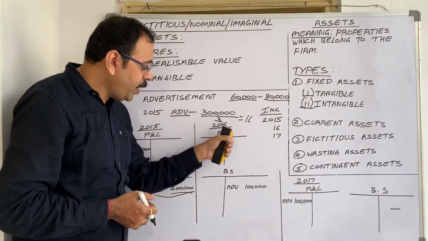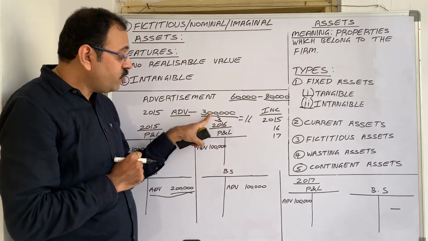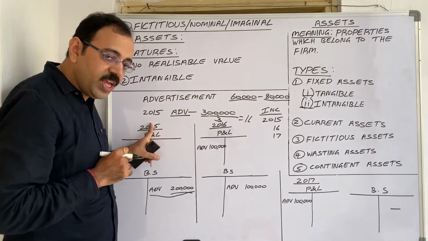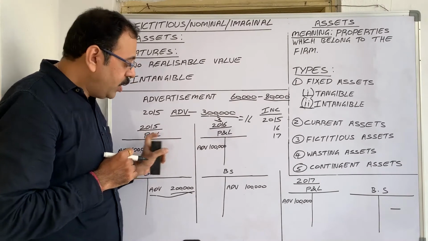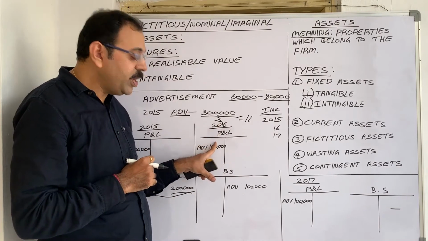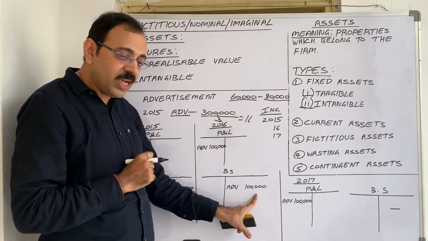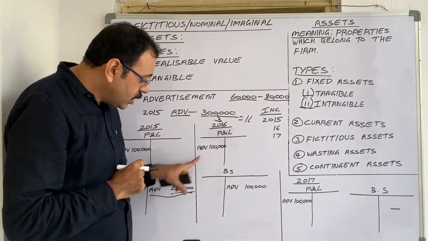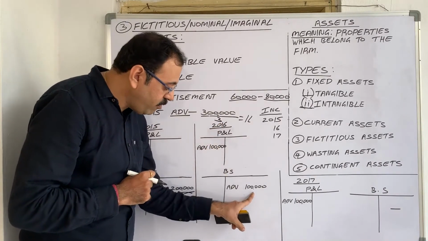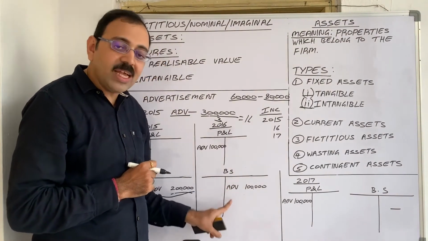Similarly, if you prepare the final accounts of the 2016 year, what do we do? Out of 3 lakh rupees, 1 lakh rupee we have written off in 2015 by debiting the P&L account. Now another 1 lakh rupee we will write off in the 2016 P&L account. Now in the balance sheet, how much is the value of this fictitious asset? 2 lakh rupees minus the amount written off in 2016, 1 lakh. Then the remaining 1 lakh comes under advertisement expenditure. It is a fictitious asset.